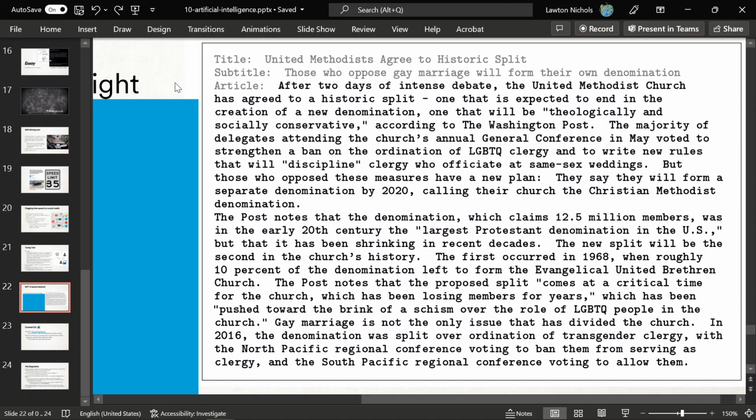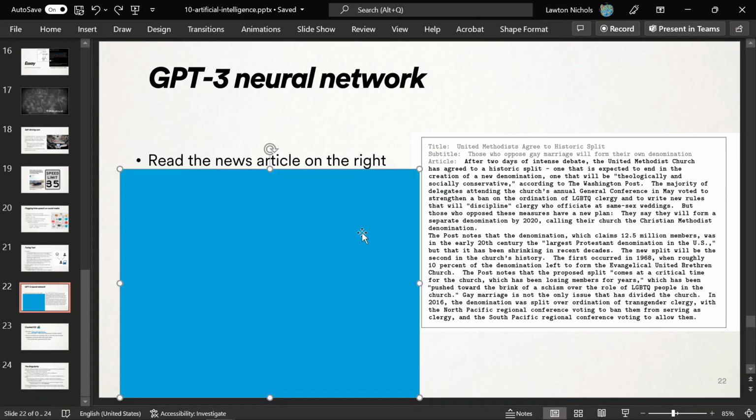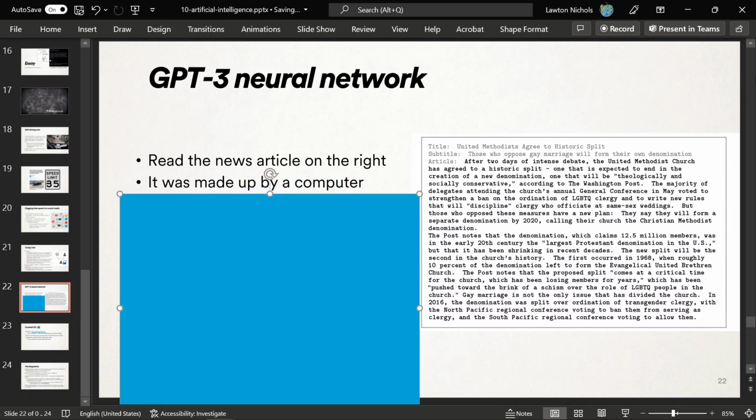All right, hopefully that was enough time to read at least the first paragraph. And now, drumroll please. Let me show you something. This article is completely fake, and it was written completely by a computer. No human input involved. They maybe gave it a starting line, but that was it.